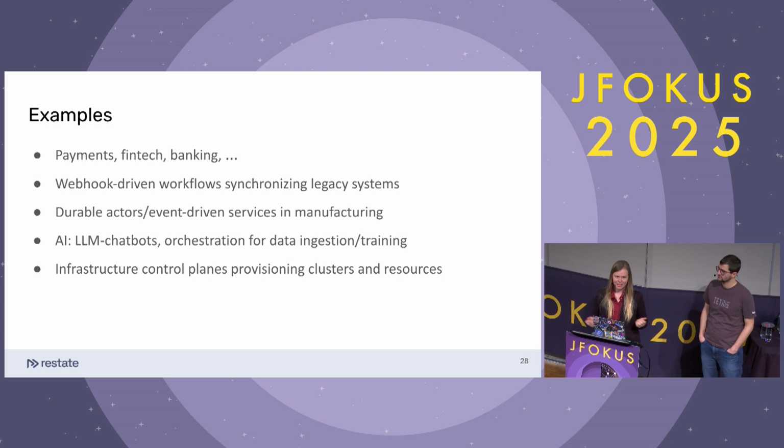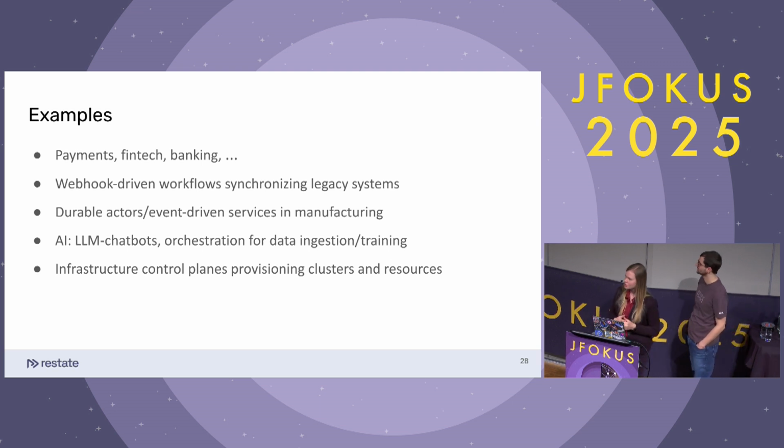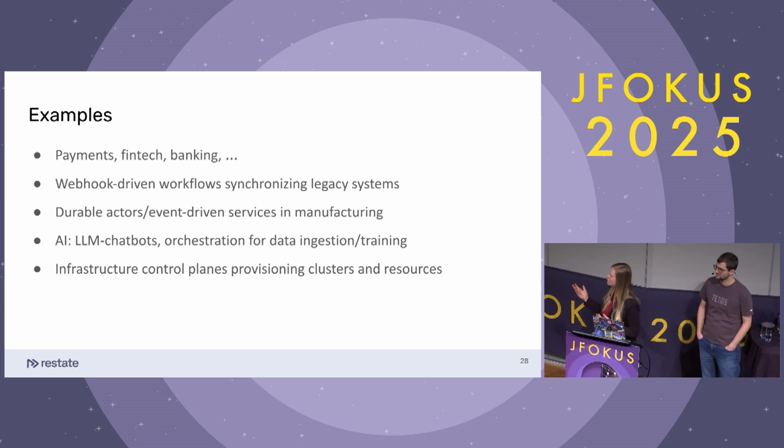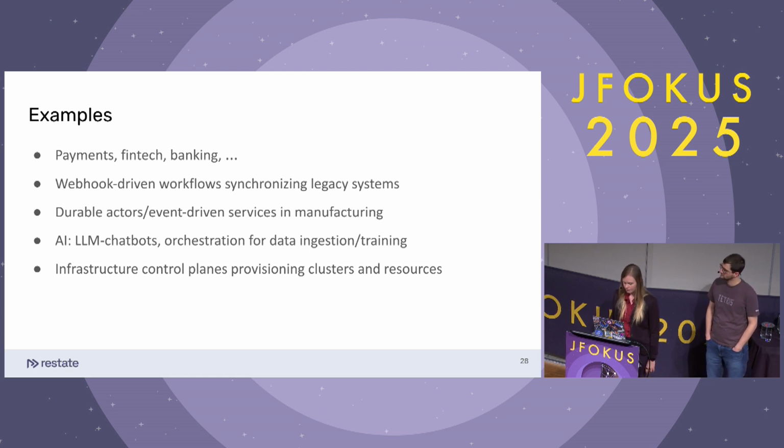AI, of course, the LLM chatbots, you can do something like keep your history there and use it a bit like an agent, or orchestration workflows to do things like data ingestion and training. And then actually any other type of use case where you need retries or where you have frequent timeouts. So one common thing here is, for example, infrastructure provisioning, where you keep retrying until a machine is up and then continue to the next step in your workflow. So these kind of use cases also fit the pattern quite well.